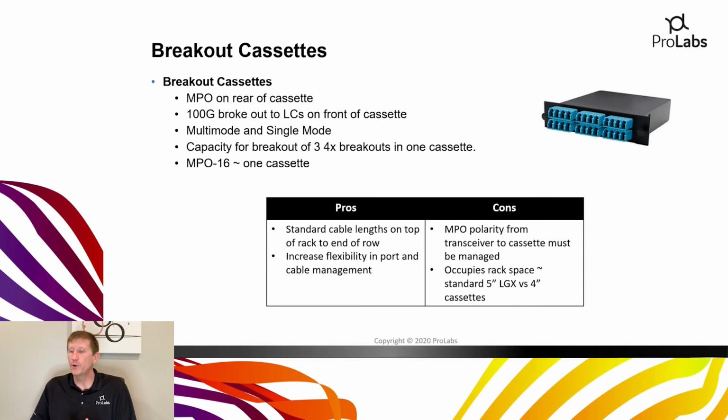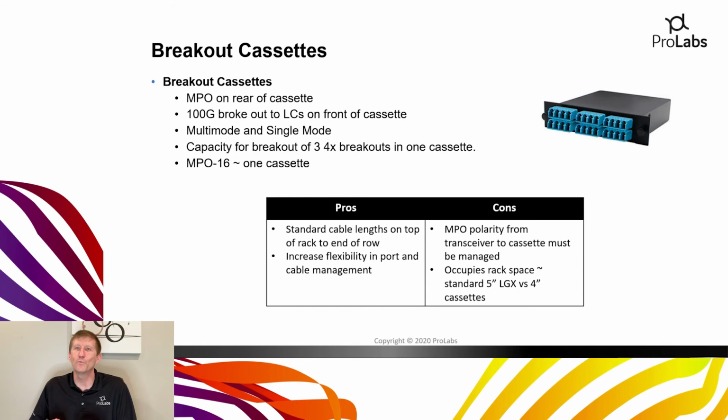So a lot of the pros with this is it takes care of some of those cons from the direct connection scenario. You have standard cable links for cassettes at the top of rack. You can run trunk cables between end of row to each rack. Very slick in that regard. You increase your flexibility in port and cable management.